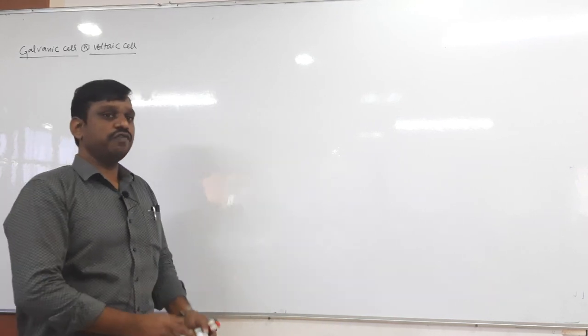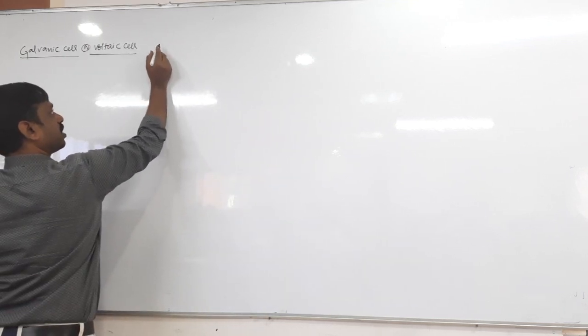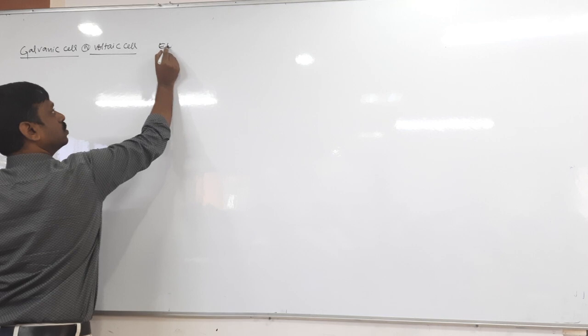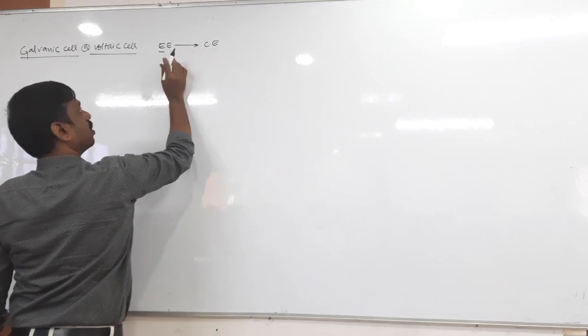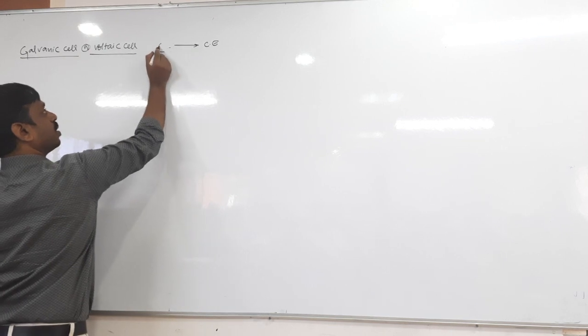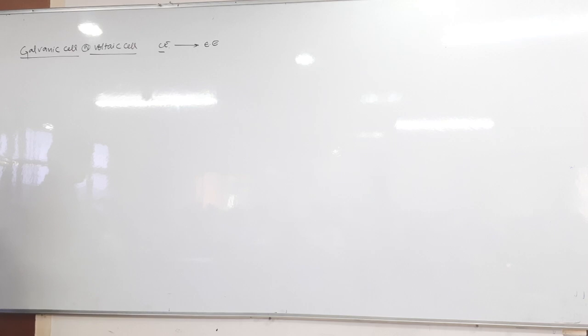Write down, the cell which converts chemical energy into electrical energy is called galvanic cell or voltaic cell.